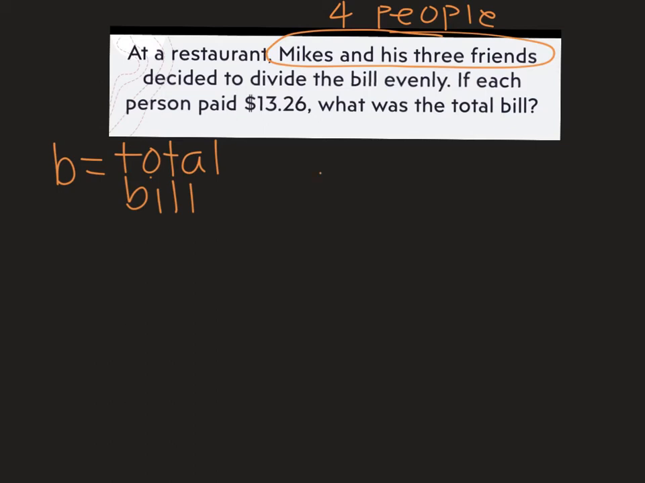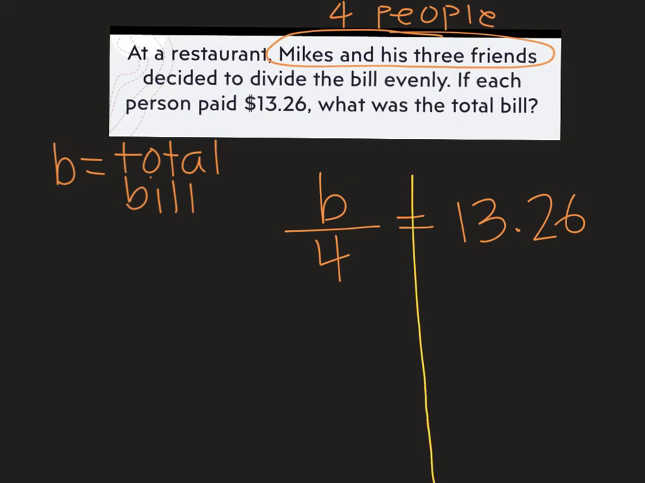So if my total bill is B, that's being divided evenly between all of the people. So divide it by 4, and it's $13.26 per person. So be careful with your setup. Remember, your variable cannot be by itself when you are setting up the equation. Then to solve this, we need to draw our line straight down. I am looking at B divided by 4, so my inverse operation would be multiplication. So I need to multiply by 4. If I multiply by 4 on this side, I'm just left with B. Whatever I do on one side, I have to also do on the other.